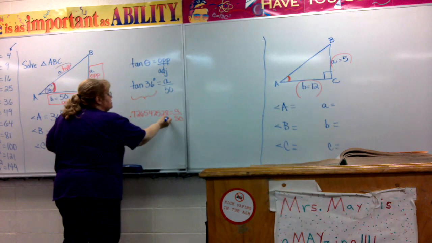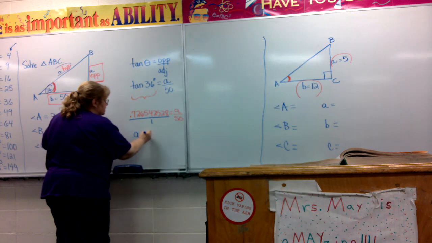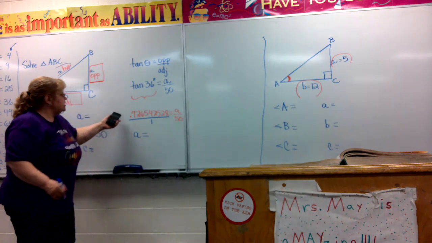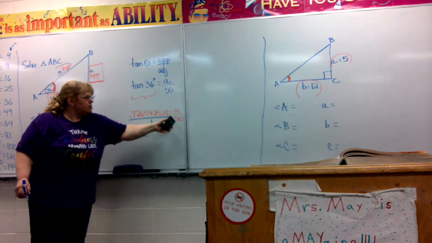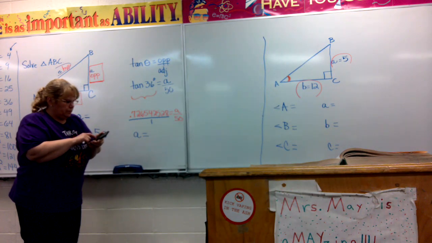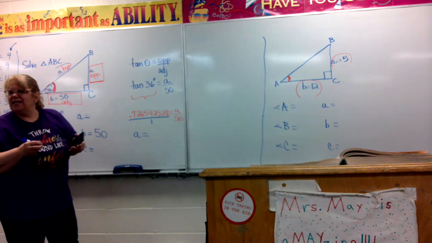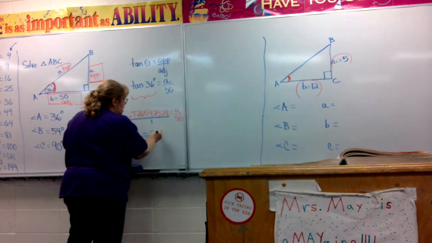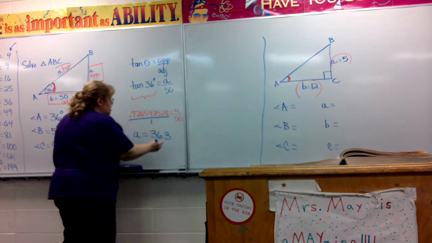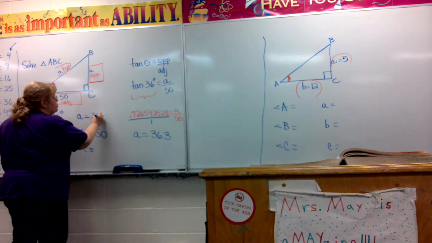How would you solve this now? I think I'd put a 1 under there and cross multiply. A times 1, and then you're going to take that 0.7265 and all those digits, times it by 50. You get 36.3-ish. Now that we're at the end, you can round. So side A is 36.3.